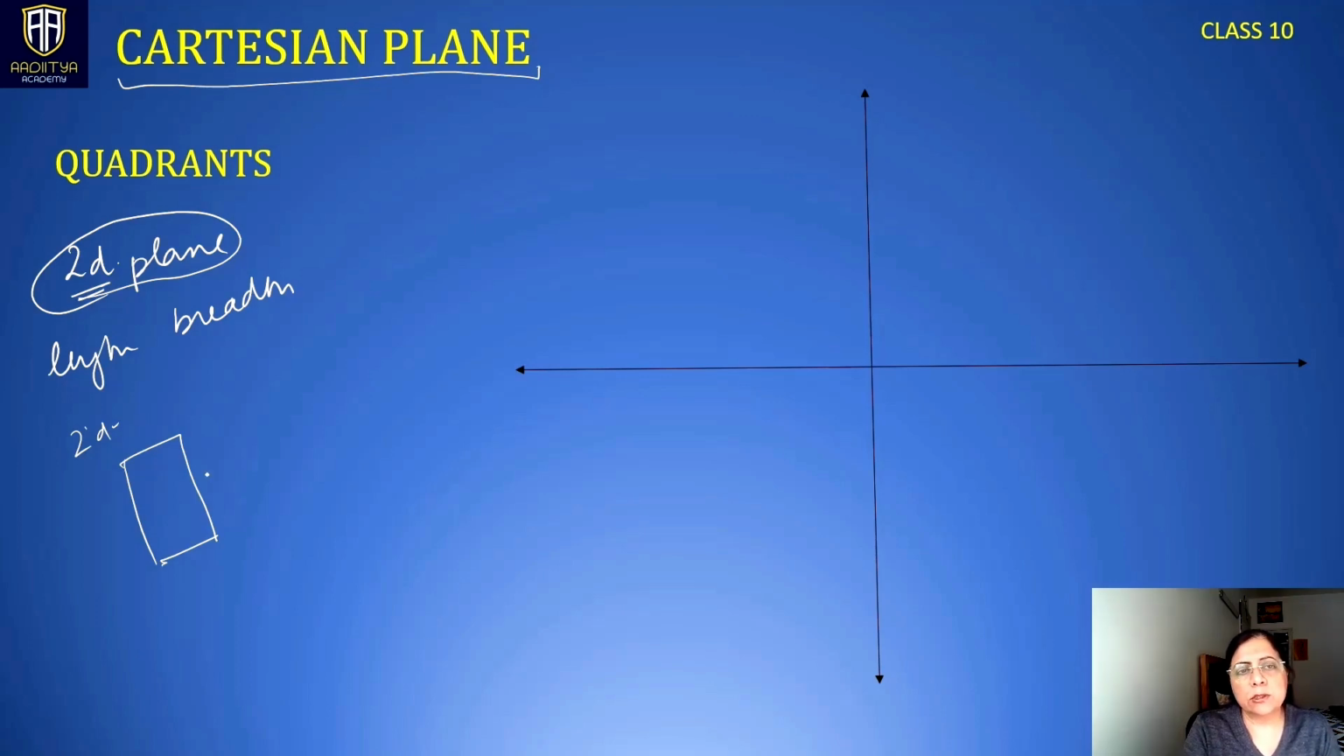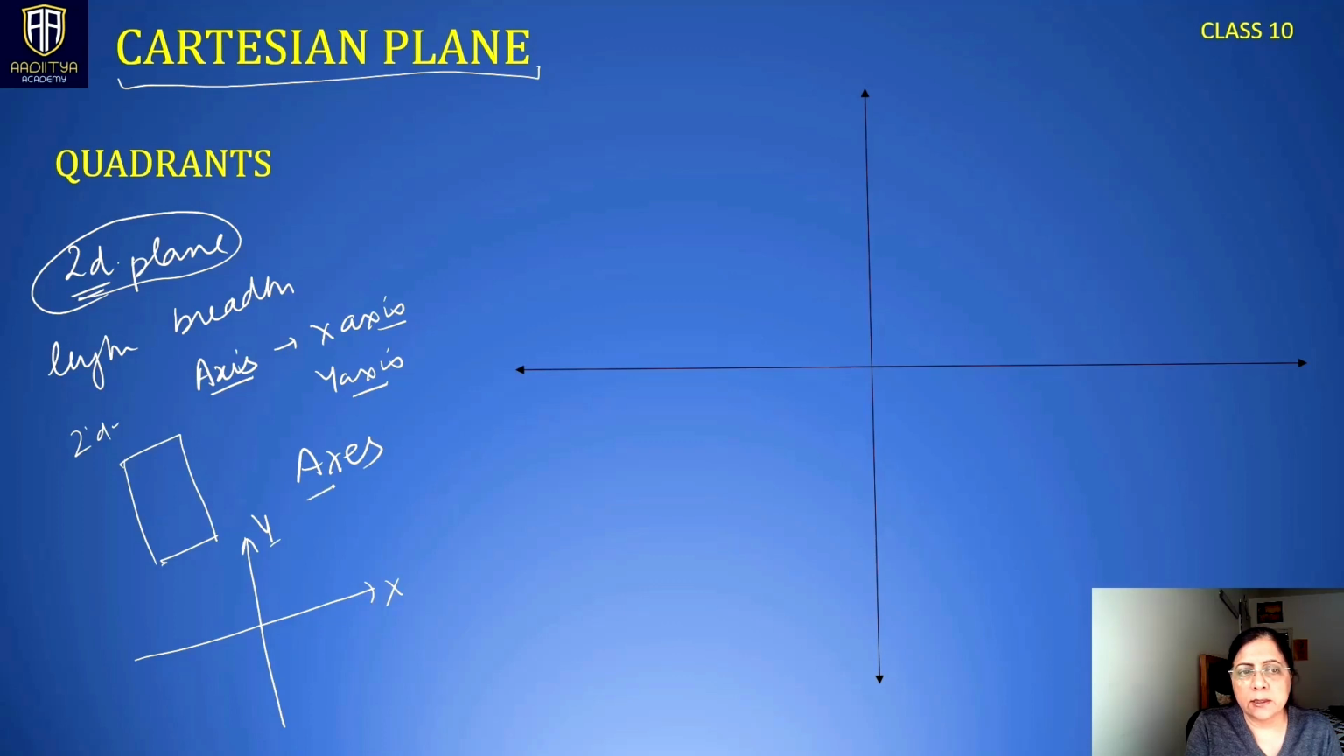So, if a two-dimensional plane is cut down by two perpendicular lines, like this is your x-axis, the horizontal line is called x-axis, the vertical line is y-axis. So, when we divide a plane by two axes, see, the singular of this line is called axis, either x-axis or y-axis. And when we say axes, that means two or more. So right now axes means plural, that means both the axes. So the horizontal one is called x-axis, the vertical is called y-axis.